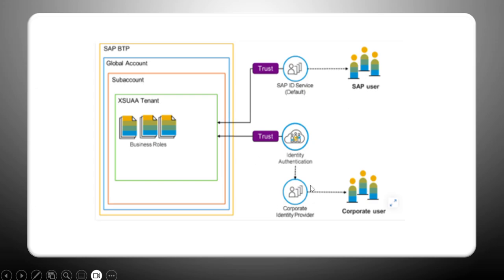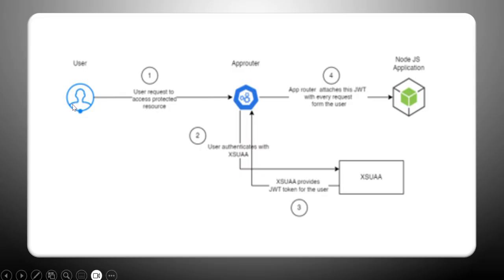So here what will happen is, first the user sends a request to access the protected resource. This request goes to the app router, which acts as the entry point of the application. If the user is not authenticated, the app router redirects them to XSUAA for authentication. So here comes the authentication. XSUAA handles the authentication process, and if it is successful, it provides a JSON web token back to the app router.